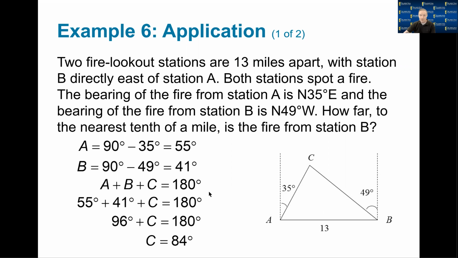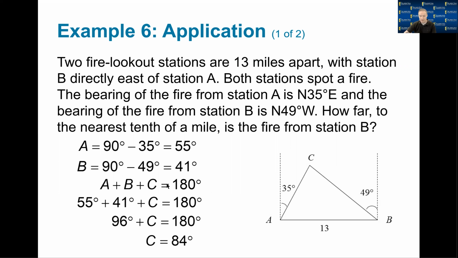Now, we're supposed to find out how far, to the nearest tenth of a mile, the fire is from station B. Okay, here's the fire, here's station B. So I'm trying to find side A right here because it's opposite angle A. In order to do that, I do need to find the measure of angle C. Well, that's easy, since I know the measure of B and the measure of A here. I figured those out by subtracting these angles from 90.